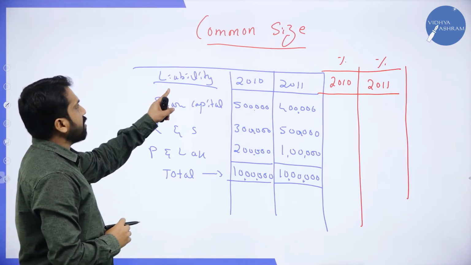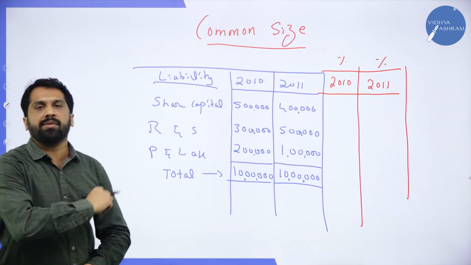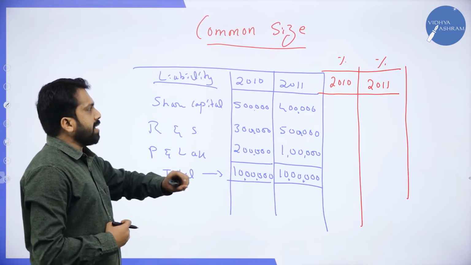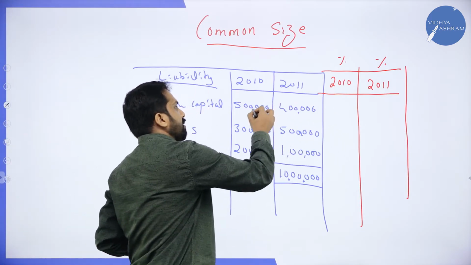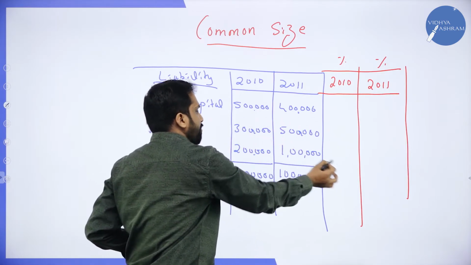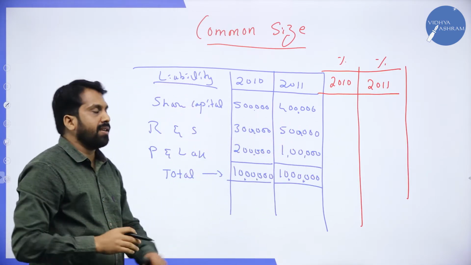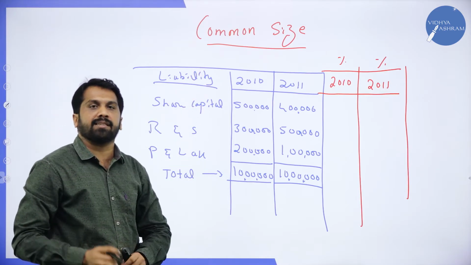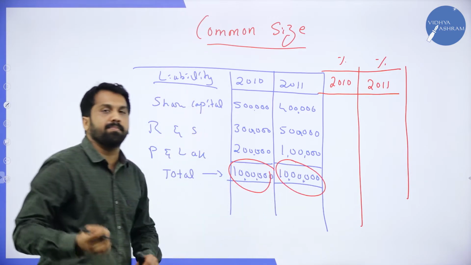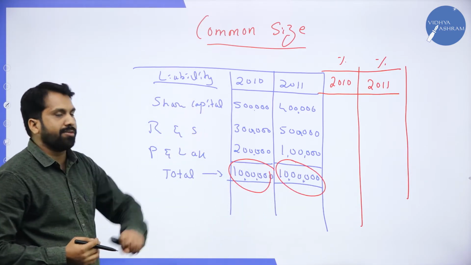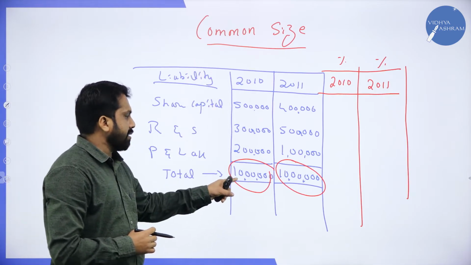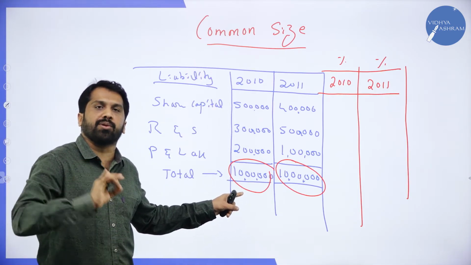How to do your common size? What do you mean by common size? Common size means, for comparative, for the first one, this was the base. Second one, this is the base. Third one, this is the base. But in case of common size, your total is always your base. Base means what? Denominator. For everything, the denominator is your total.